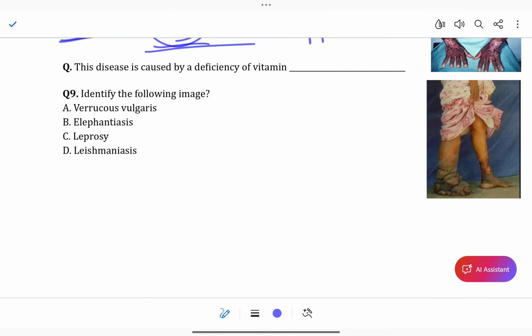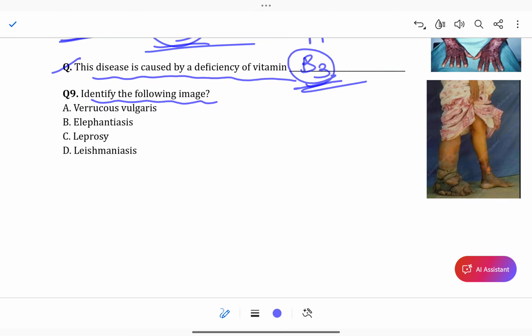Very easy, very interesting, very familiar question. The question: the disease is caused by deficiency of which vitamin? I already told you. If they ask the vitamin, then you have to write vitamin B3. Okay, question 9 now.